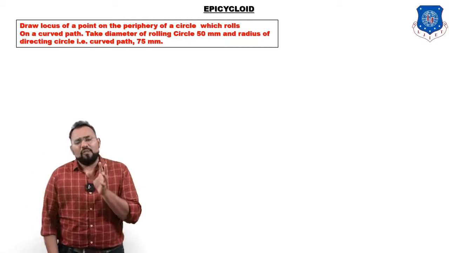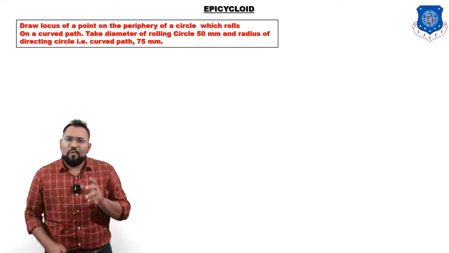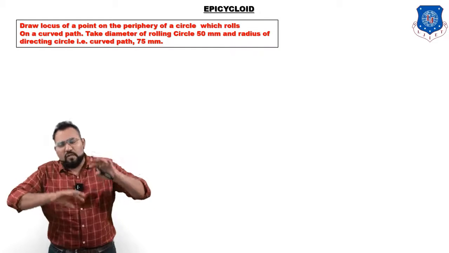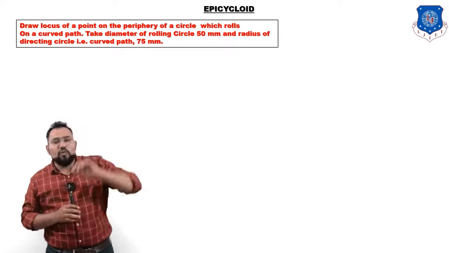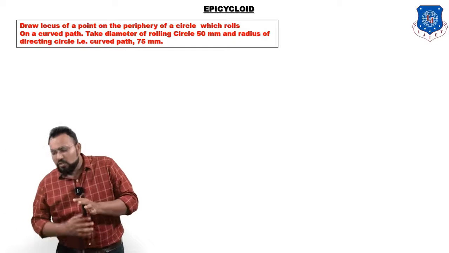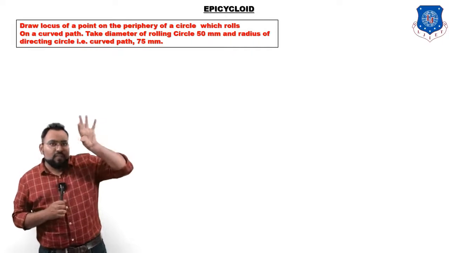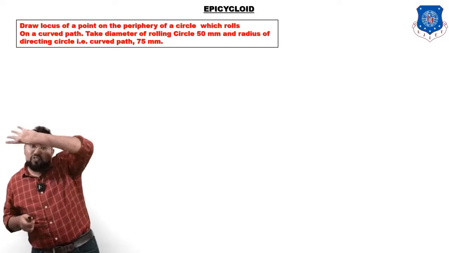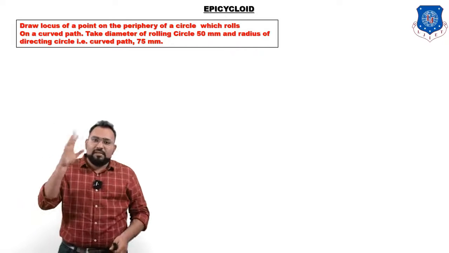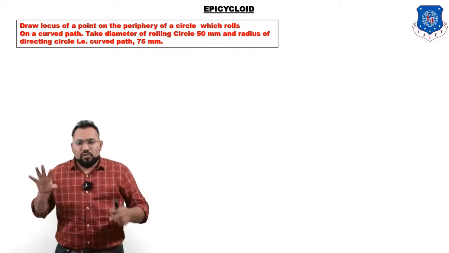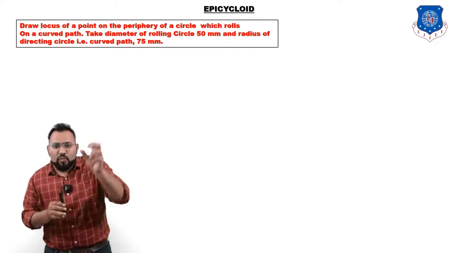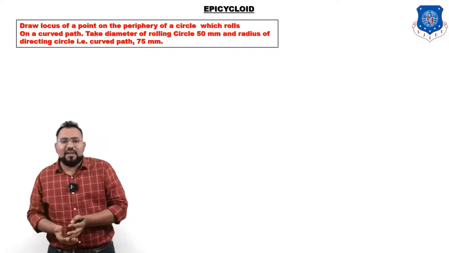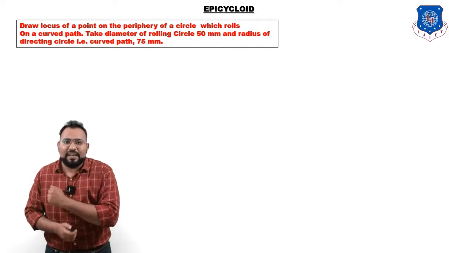Okay, so first we will understand what an epicycloid is. Whenever one circle rolls on another big circle, there are basically two circles, one smaller circle and another big circle. The smaller circle is rolling on the outside of the big circle. That condition is known as an epicycloid. Here the smaller circle is the rolling circle and the bigger circle we are going to call the directing circle.